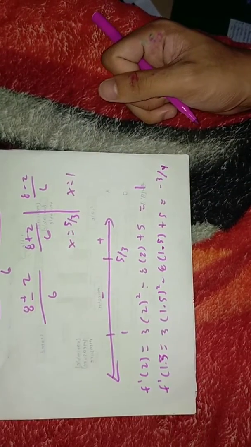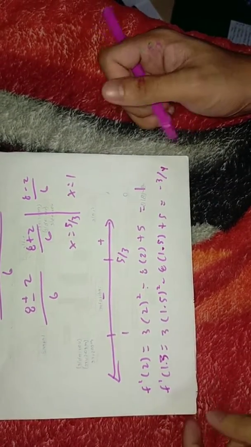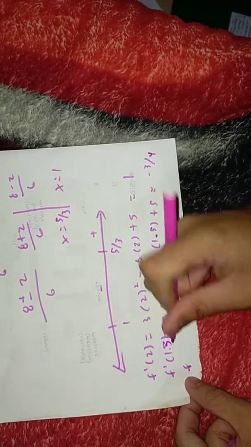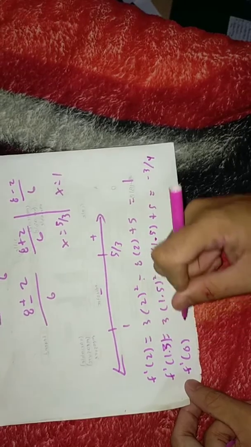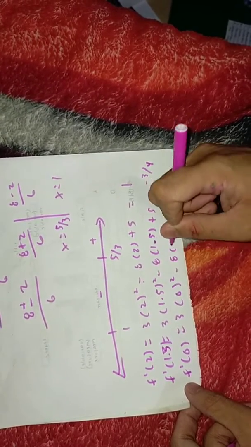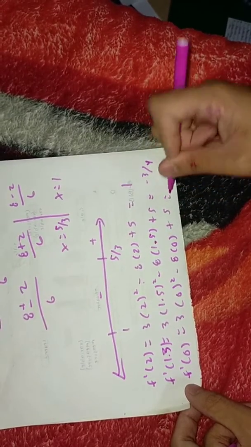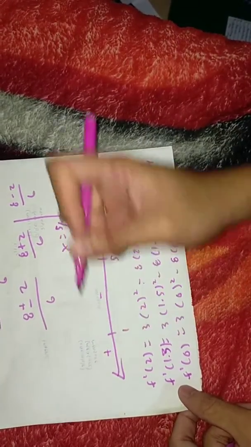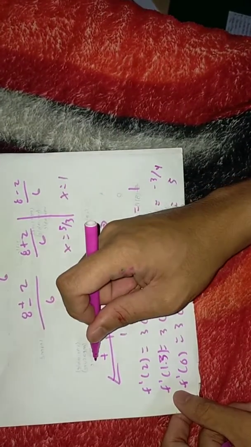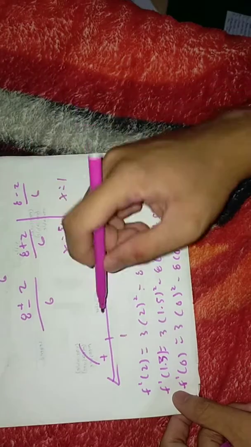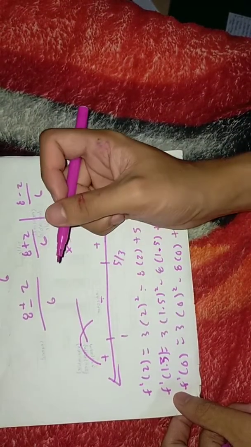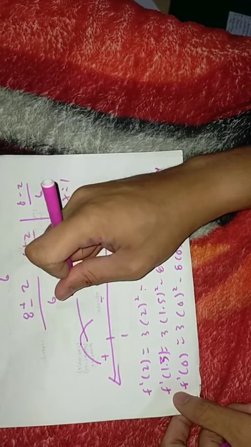Then let's think of some number that is lower than 1. Let's say 0. 3 times 0 squared minus 8 times 0 plus 5 is equal to 5, and it is positive. When the sign is positive, the slope is increasing. When the sign is negative, the slope is decreasing. And this is called the relative maximum.